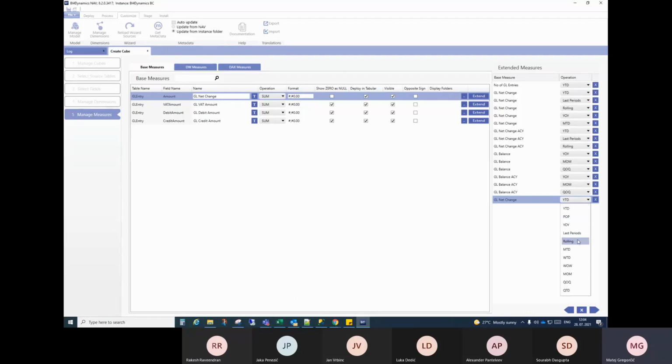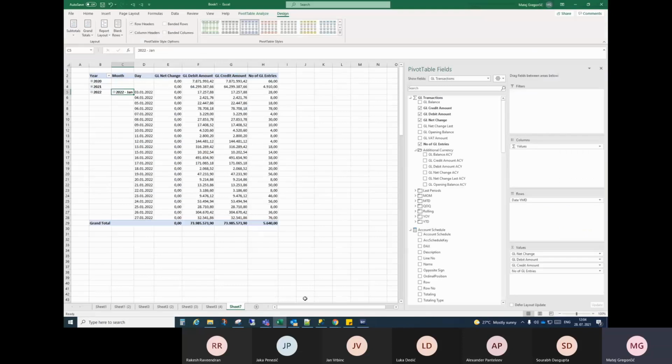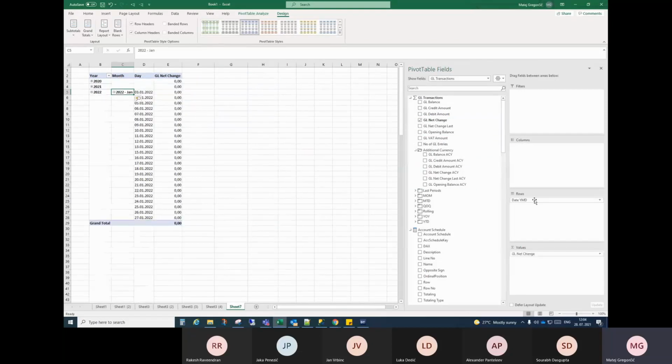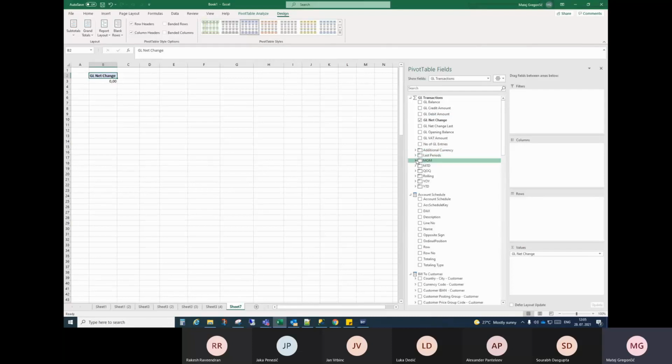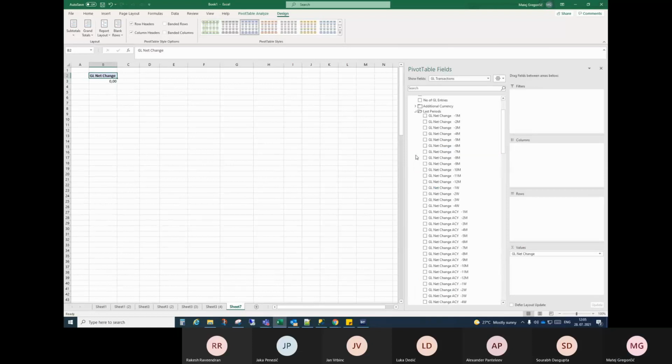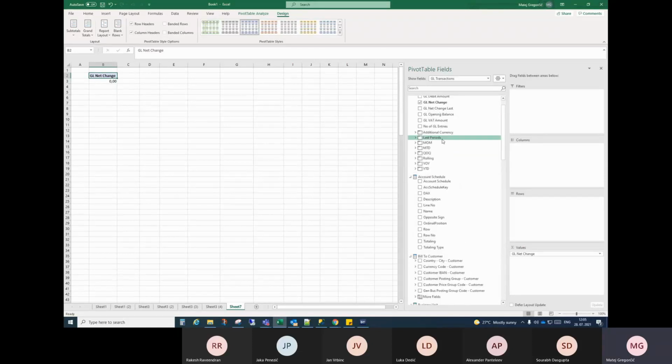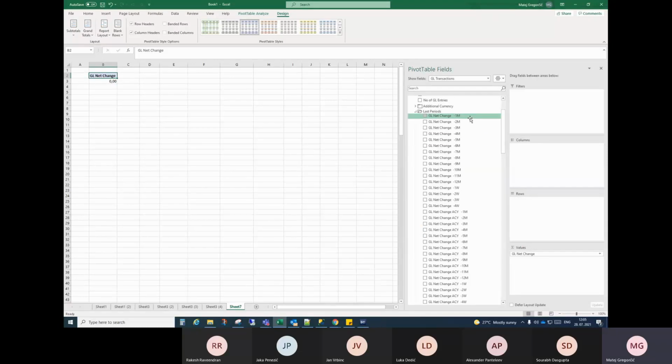Now we'll take the last periods, which is the easiest to understand, and we'll just take one measure here, and it will be a GL net change. We will not use a date for now, but we will add a last period. We'll take a look at the last period display folder. It will come in the display folder, last periods. And that's pretty simple.